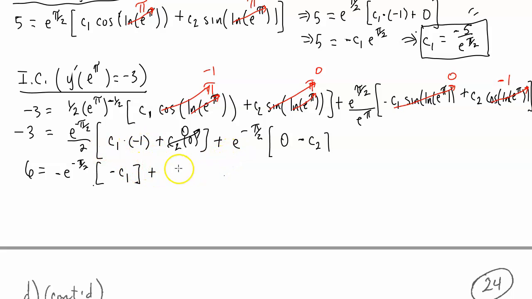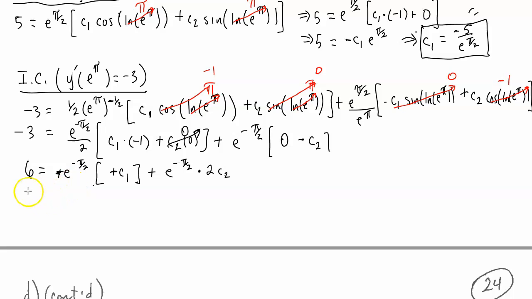For this first term. For the second term, of course, if I multiply that by a -2, that's going to be e raised to the negative pi over 2. And notice here I have a negative c2 here, so a negative and a negative is a positive. So it'll be 2c2. All right, and so from here we see that we have a negative times a negative here. So that will give us a positive.